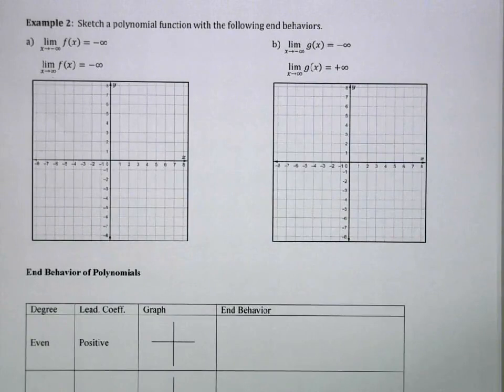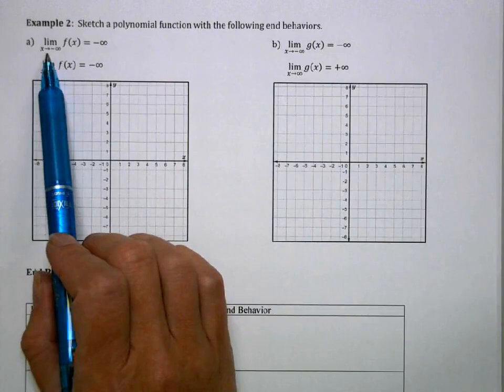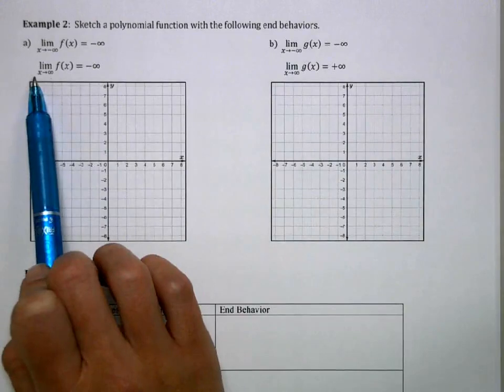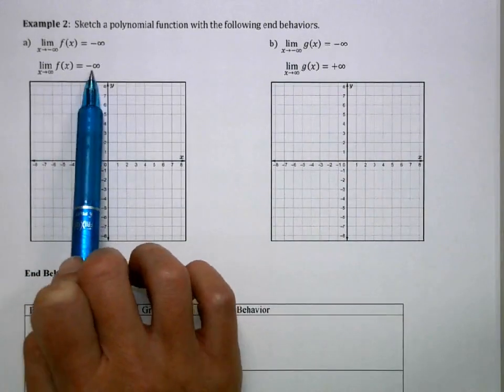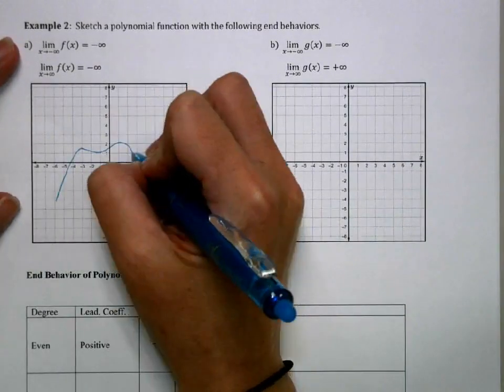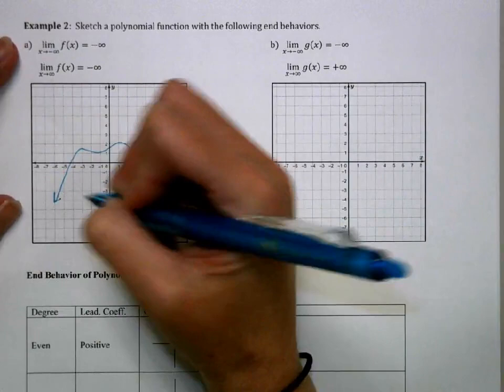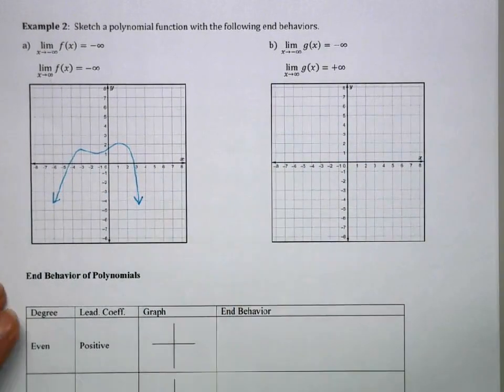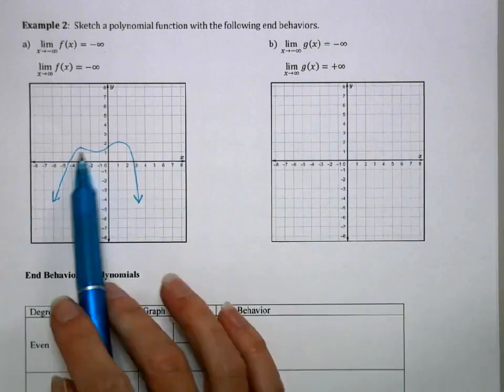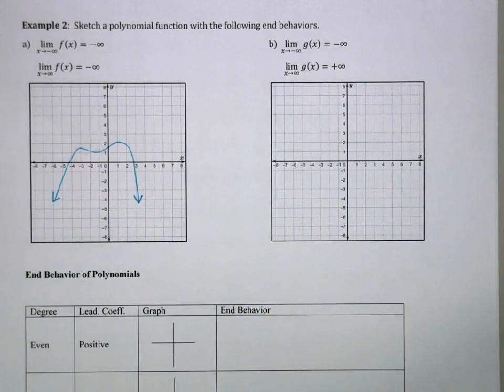In this next example, we're going to sketch a graph with the following end behaviors. So this one, as x goes to negative infinity, f of x is going to negative infinity. As x goes to positive infinity, my function values are going to negative infinity. So there's lots of different ways you can draw this graph, but what we're worried about is that the function is facing down, because in both directions it's going to negative infinity. What happens in the middle can look like whatever you want it to, but at the ends it needs to be going to negative infinity.